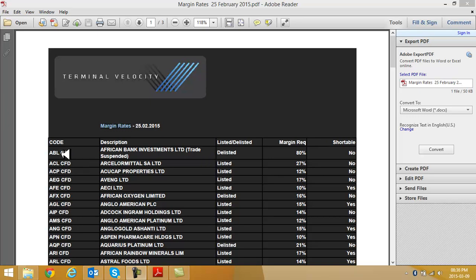The first share is called ABL, African Bank Investments. Delisted means it's delisted by the bank to be traded, not on the JSE, but it's just not available to be traded. And the margin requirement was 80% of the capital that was needed to be traded. So, for example, if you wanted to buy 10,000 Rand worth of shares, you need to pay an 80% deposit, and that is about 8,000 Rand. And you will see the word no, so you can only trade the share upwards. That's been called a buy or a long.